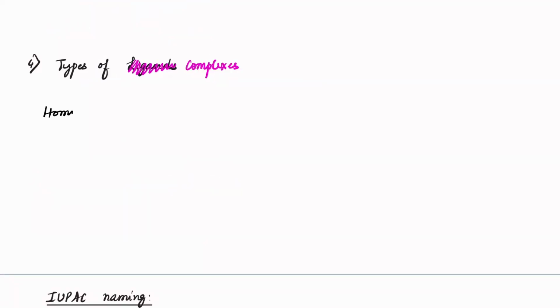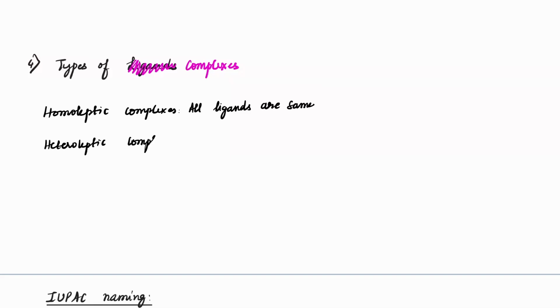homoleptic complexes. Homoleptic complexes means all ligands are the same. The other one is heteroleptic complexes. Here the ligands may be different.